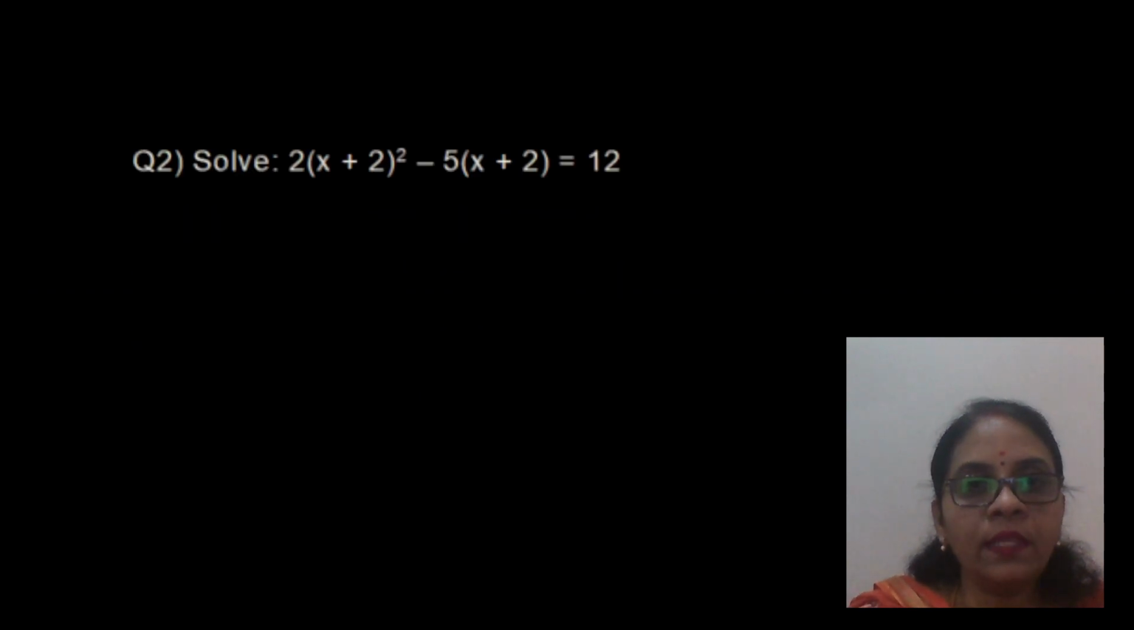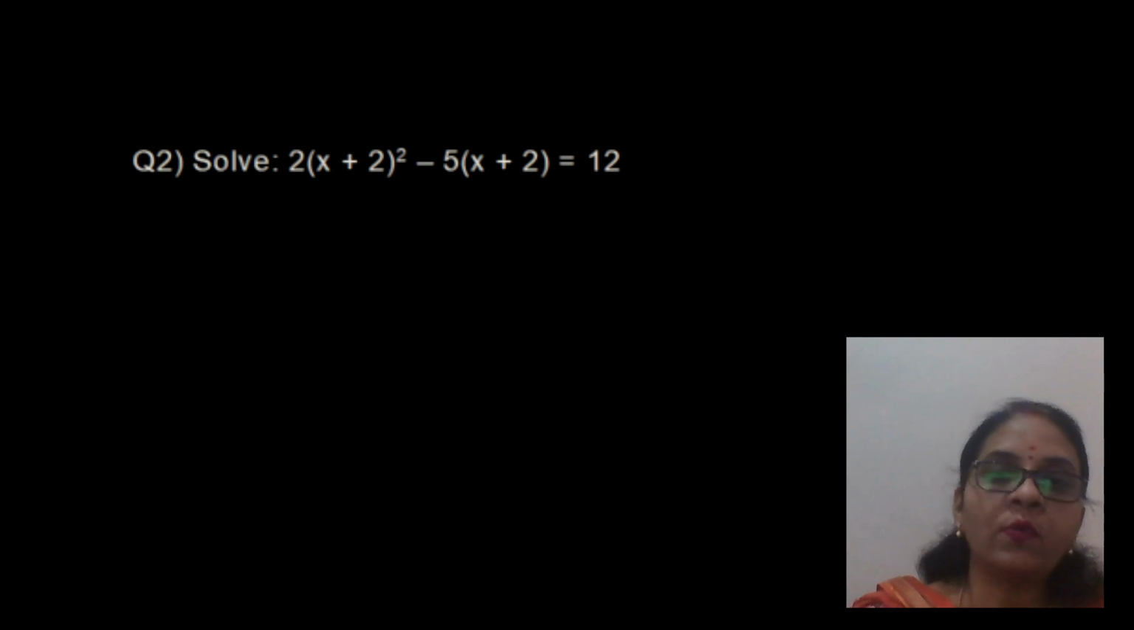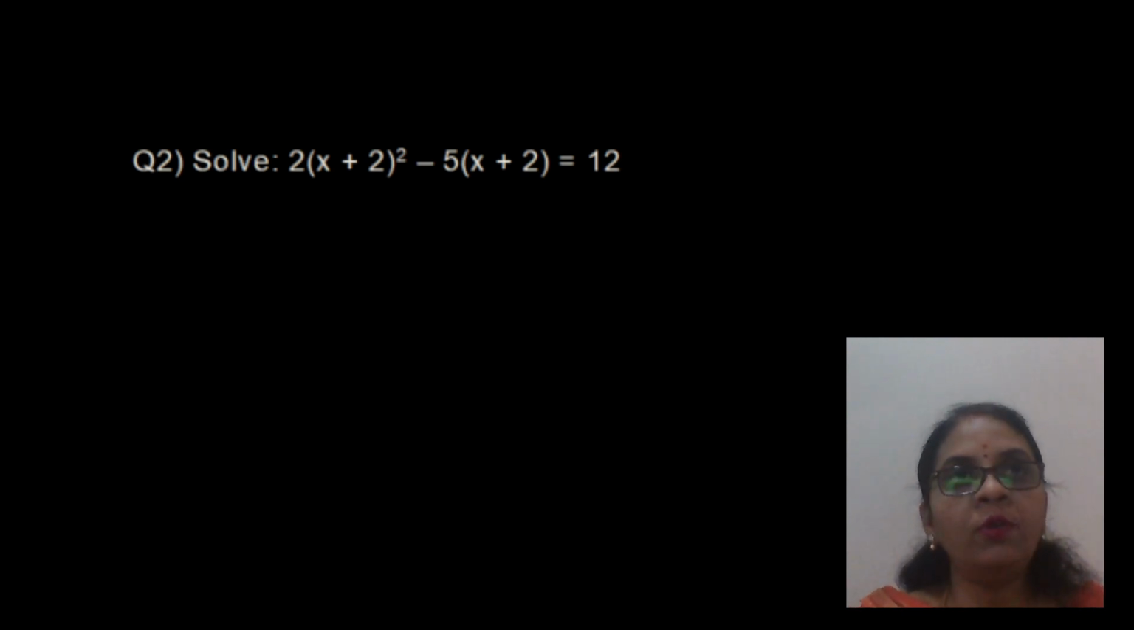Here it is given, solve 2 into x plus 2 whole square minus 5 into x plus 2 is equal to 12. Now how do you solve this? There are two ways of solving. Let us choose an easy way. Children, understand, smart study is important. Along with your work that you give, apply it smartly.